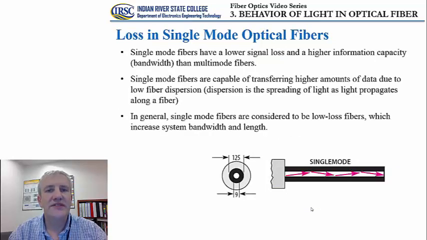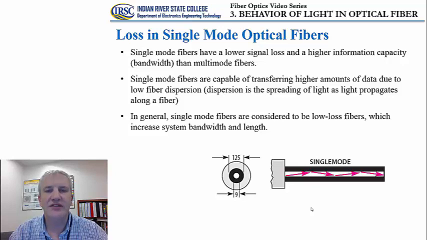What are the specific properties of single-mode optical fibers is covered on this slide. Single-mode fibers have a lower signal loss and a higher information capacity than multi-mode fibers. That's a very distinct advantage of single-mode fibers relative to the multi-mode fibers. In other words, single-mode fibers are capable of transferring higher amounts of data due to low fiber dispersion and are also considered to be low-loss fibers, which increases the system bandwidth and length.